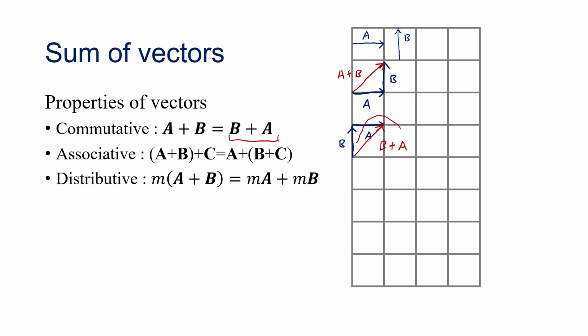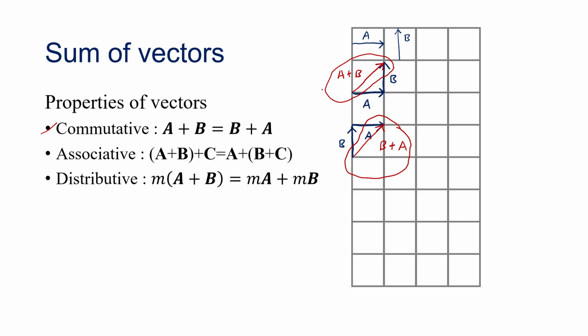You can see these two arrows, A plus B and B plus A, are the same arrow, right? Pointing toward the same direction and having the same length, the same amplitude, that means. So graphically, we have already shown that vectors are commutative. That means you can add A to B or B to A. The order is not important.